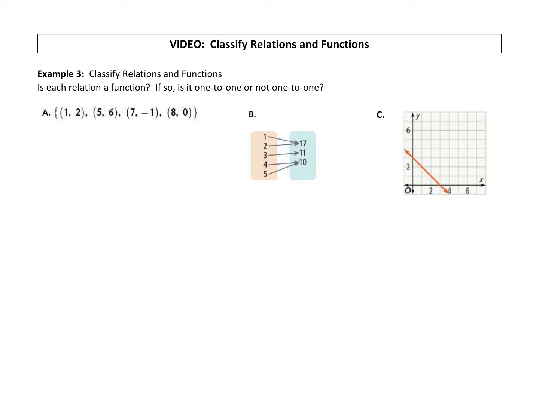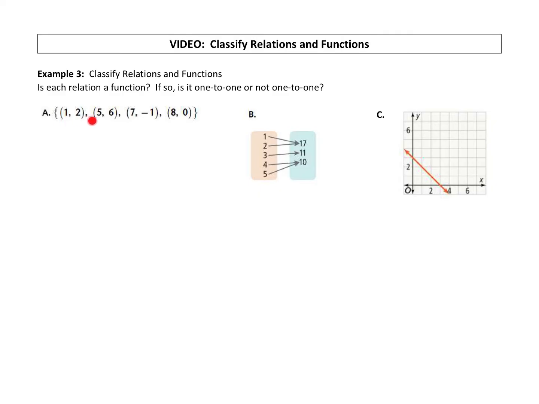All right, now that we've been learning about relations and functions, let's classify them. Is the relation a function? If so, is it one-to-one or not one-to-one? So first, we want to determine if the relation is in fact a function.